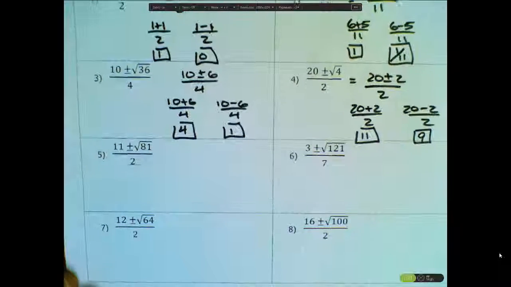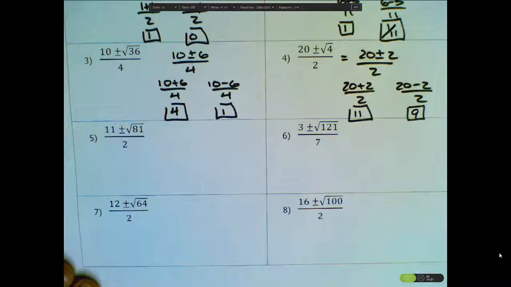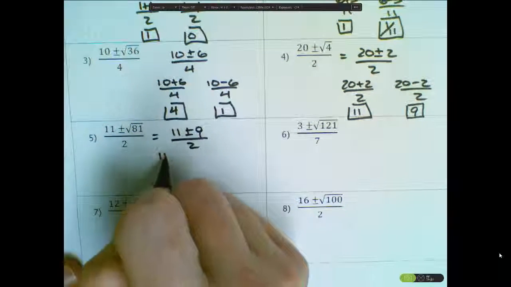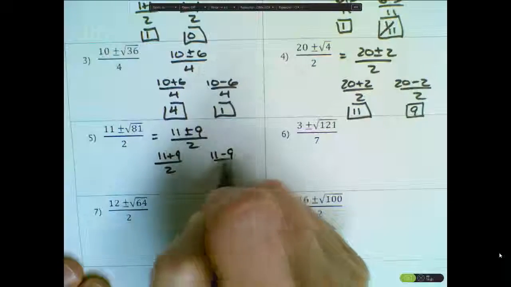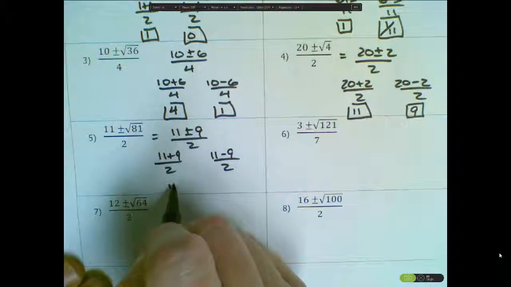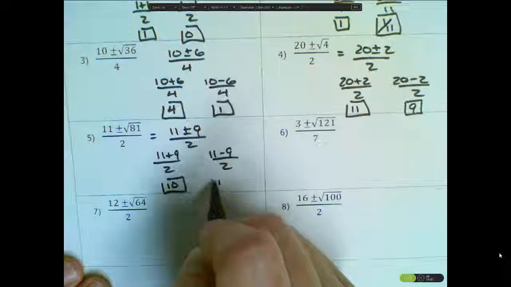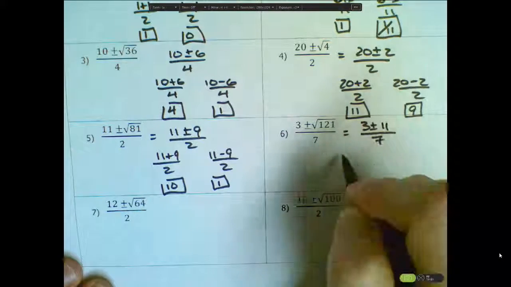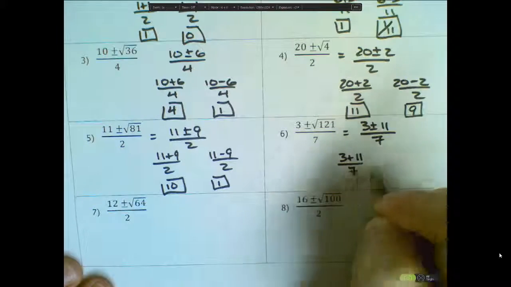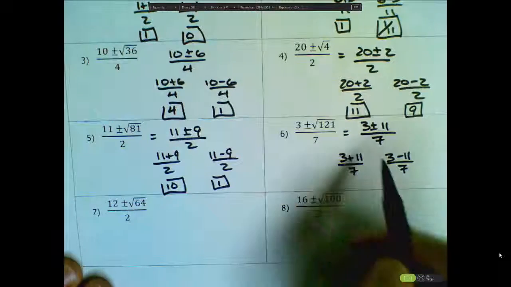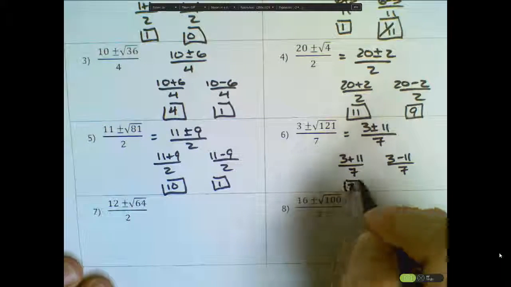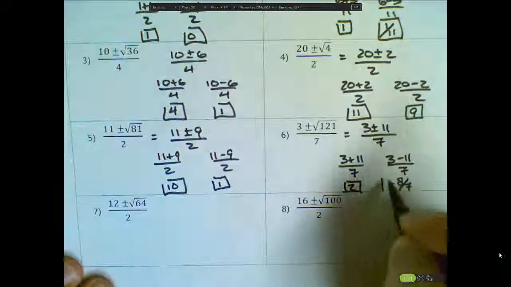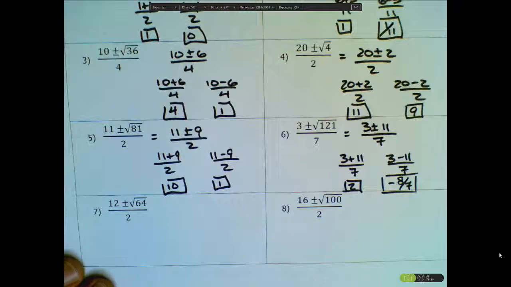Again, you can pause the video and try the next couple on your own, and then unpause it to see the solutions. So we get 11 plus or minus 9 over 2. 11 plus 9 divided by 2. 11 minus 9 divided by 2. 20 divided by 2 is 10. 2 divided by 2 is 1. Here we get 3 plus or minus 11 divided by 7. Two math problems, 3 plus 11 divided by 7. 3 minus 11 divided by 7. 14 divided by 7 is 2. Negative 8 divided by 7 is simply negative 8 over 7. We would get a decimal, so we leave it as a fraction.